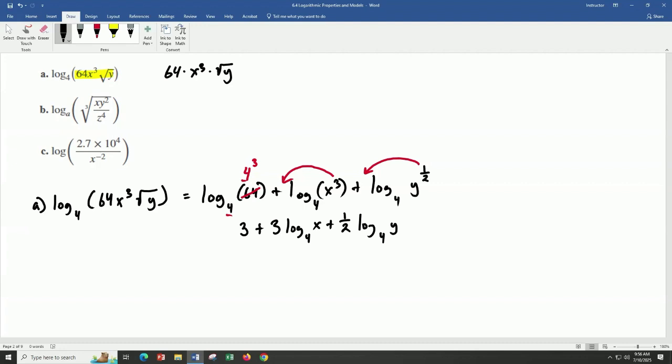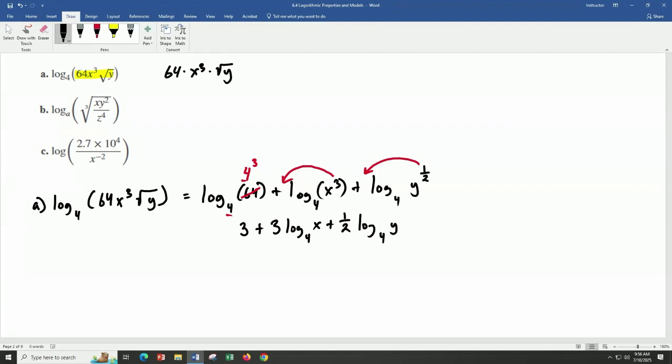The reason this helps out, especially for this one, is notice it got rid of a log. We had that one log base 4 of 64 turned into just a 3. Well, that's nice, because we knew that logs and exponentials are inverses of each other, and therefore that just became the power.